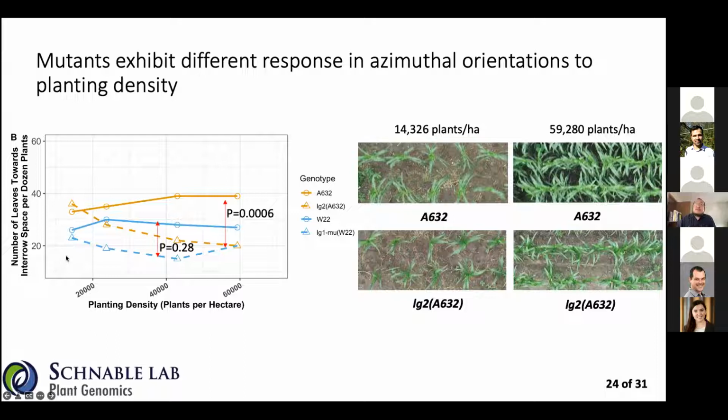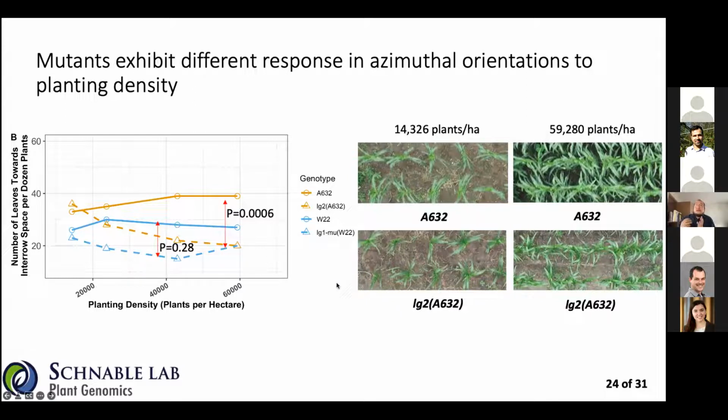When we first look at the lowest planting density, according to the trait, the number of leaves towards the interrow space that we counted, we barely see any difference between mutants and wild type. Meanwhile, when we gradually increase the planting density, the differences start getting larger and larger. What is even more interesting is Liguleless 2. As you can see here, A632 and Liguleless 2 have a completely reverse reaction to the planting density.